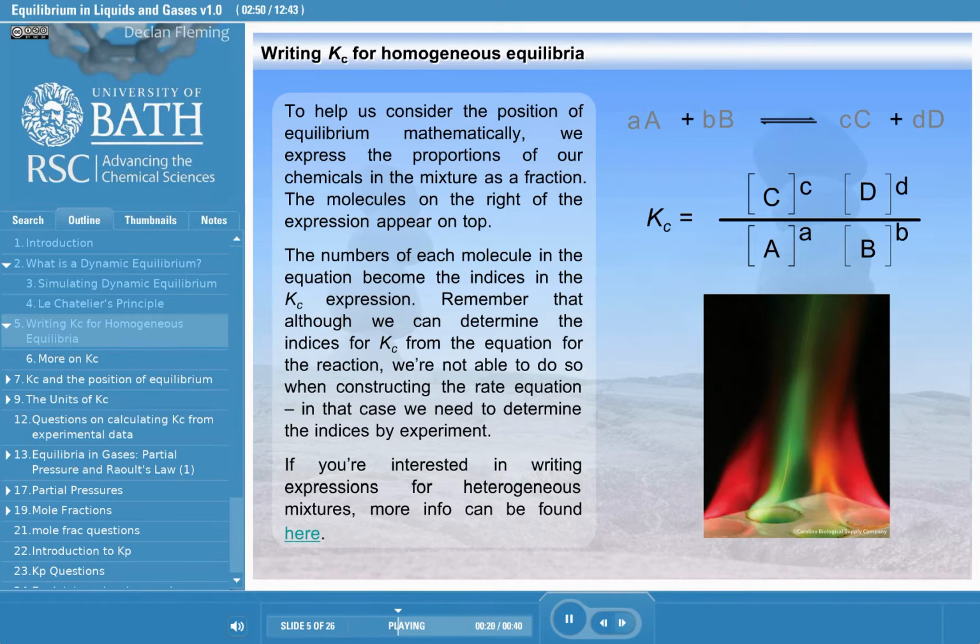Remember that although we can determine the indices for Kc from the equation for the reaction, we're not able to do so when constructing the rate equation. In that case, we need to determine the indices by experiment. If you're interested in writing expressions for heterogeneous mixtures, more info can be found by clicking the highlighted link.